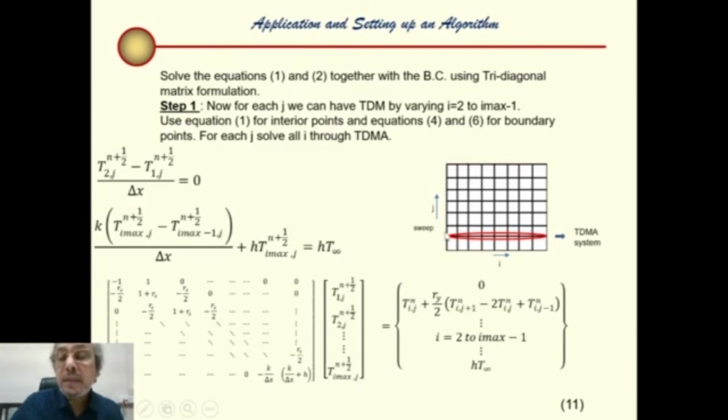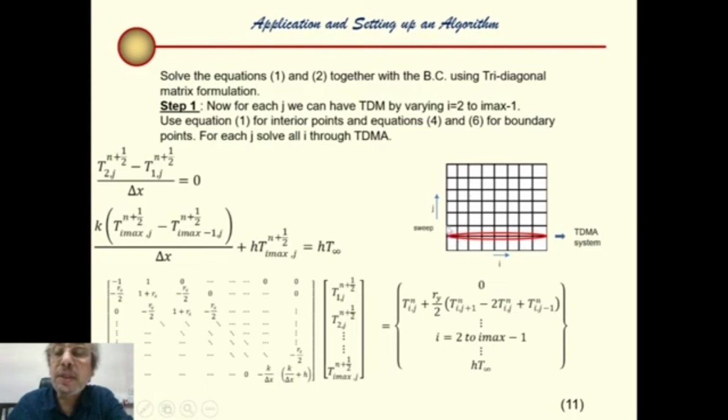So at j equal to 2, we will vary I from 2 to I max minus 1, and when we are at I equal to 2, eventually the finite difference equation will involve I minus 1, which will be the boundary condition. When we are at I equal to I max minus 1, it will involve Ti plus 1, which is the boundary condition. So all I's are varied from 2 to I max minus 1. Boundary conditions will take care of the I minus 1 and I plus 1 extremes, and we will be able to form a tridiagonal matrix at j equal to 2.